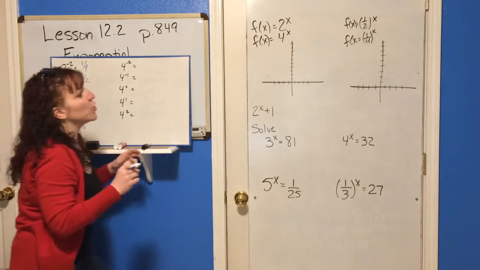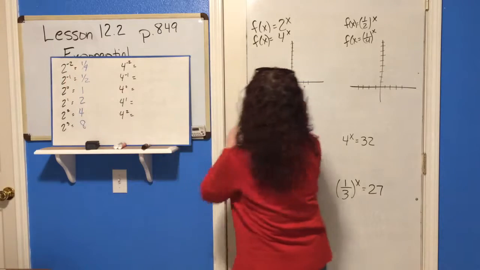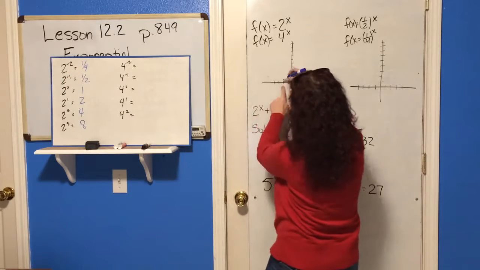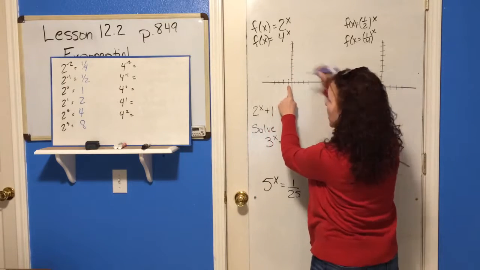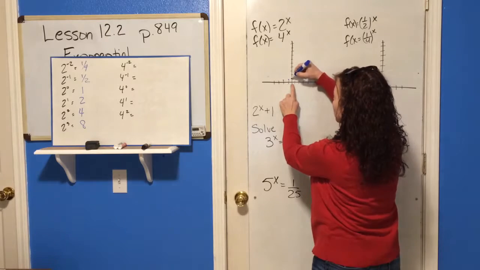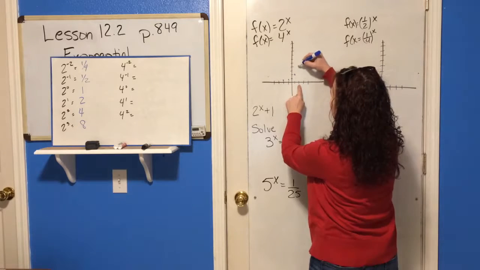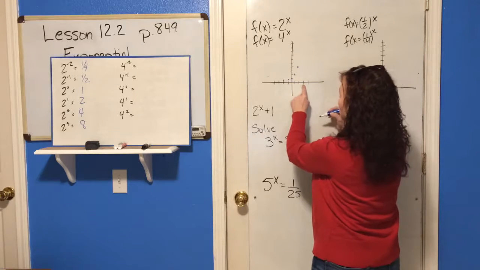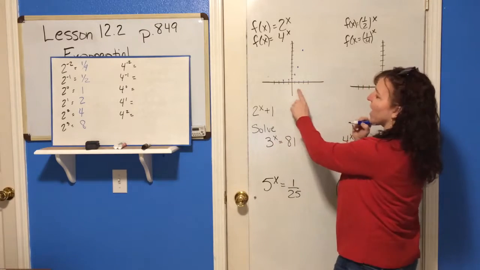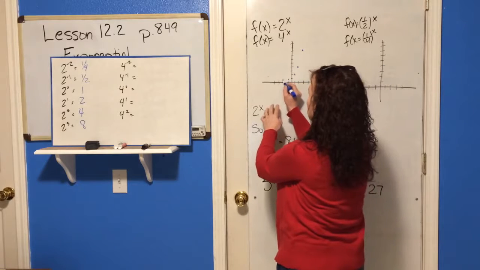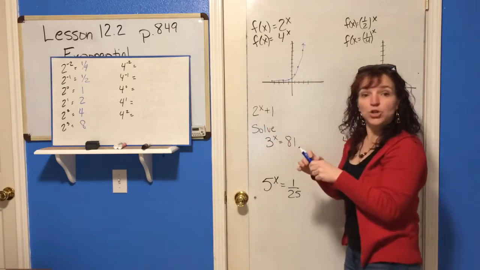And so when we plot those, these are our x's that I put in. So -2, 1/4 is right here. -1, 1/2 is right here. 0, 1 is right here. 1, 2 is right here. 2, 4 is right here, and then 3, 8 is right here. So it looks like the smaller x gets, the closer it's going to get to 0, and the larger it gets, it's going to go up and get larger pretty quickly.